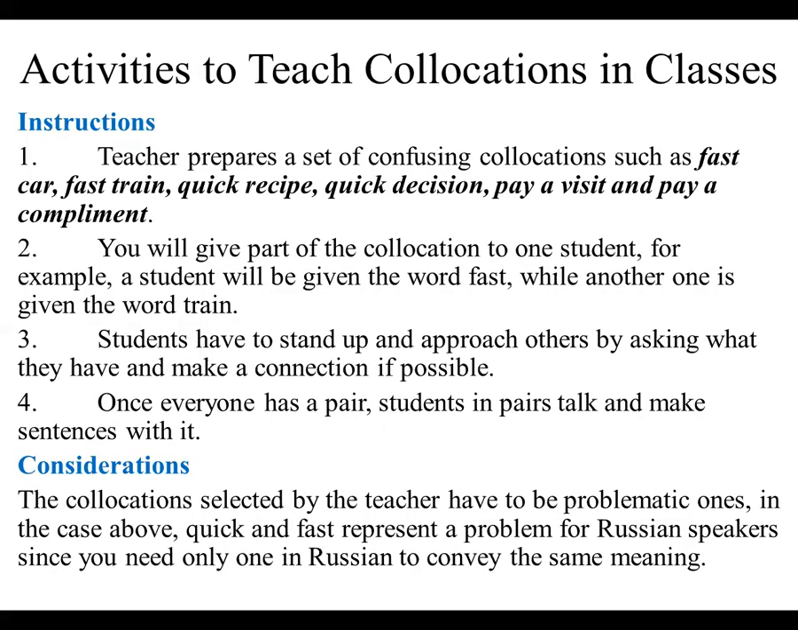Instructions. Teacher prepares a set of confusing collocations, such as fast car, fast train, and so on. You will give part of the collocation to one student, so you can put them on a piece of paper, on a card, and so on. A student will be given the word fast, while another one is given the word train. Students have to stand up and approach others by asking what they have and make a connection if possible. Once everyone has a pair, students in pairs talk and make sentences with it.